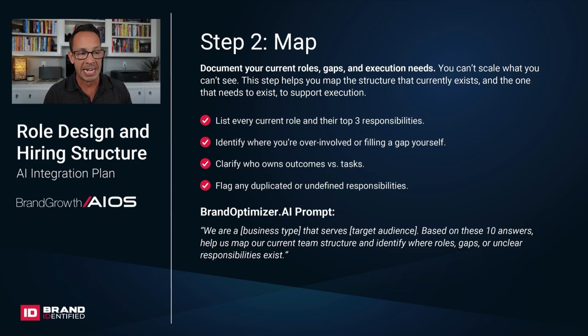So I want to make sure that you're taking this prompt and all upcoming prompts and not adding them into just ChatGPT or any other large language model. I want to make sure that you're heading over to BrandOptimizer.ai and adding them in there. So for example, on this prompt right here, it is: we are a, and you would insert your business type there, that serves, and insert your target audience, and then based on these 10 answers, help us map our current team structure and identify where roles, gaps, or unclear responsibilities exist.